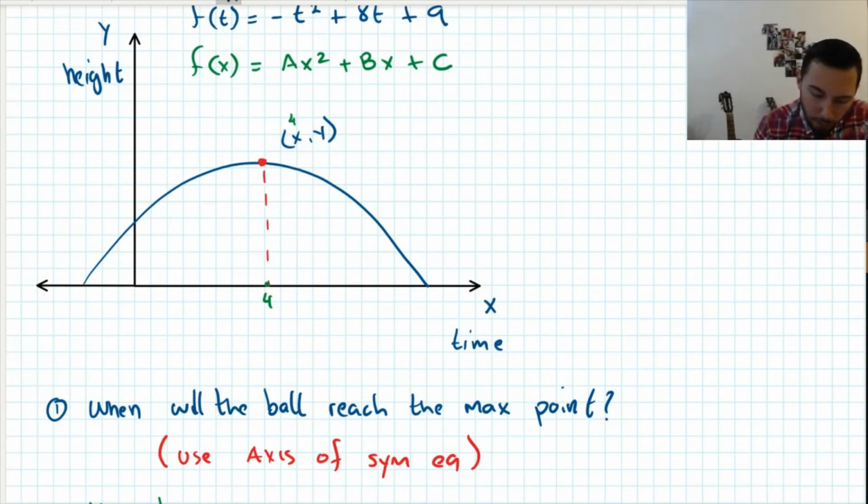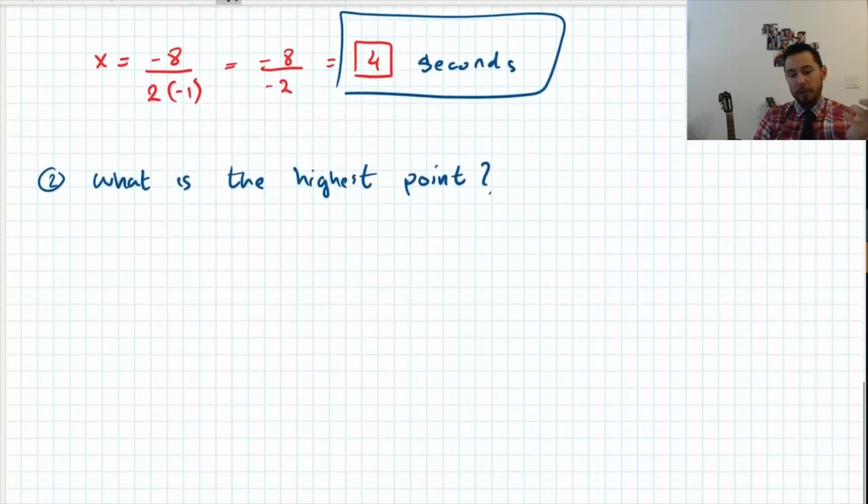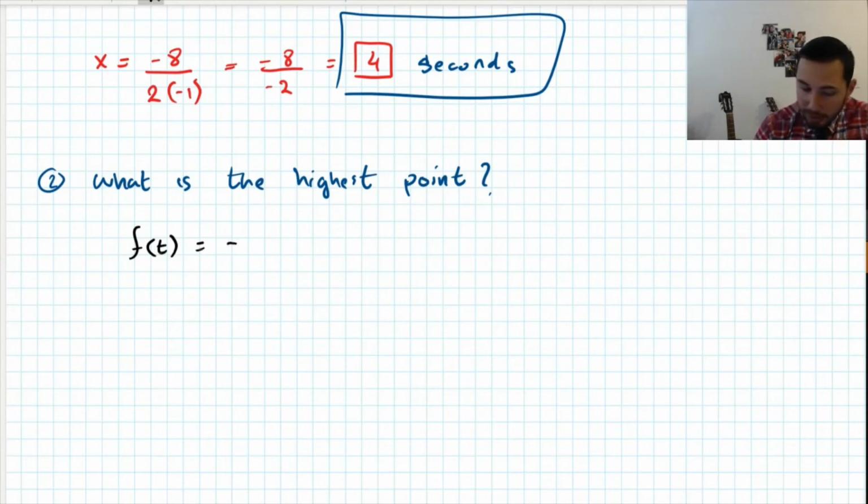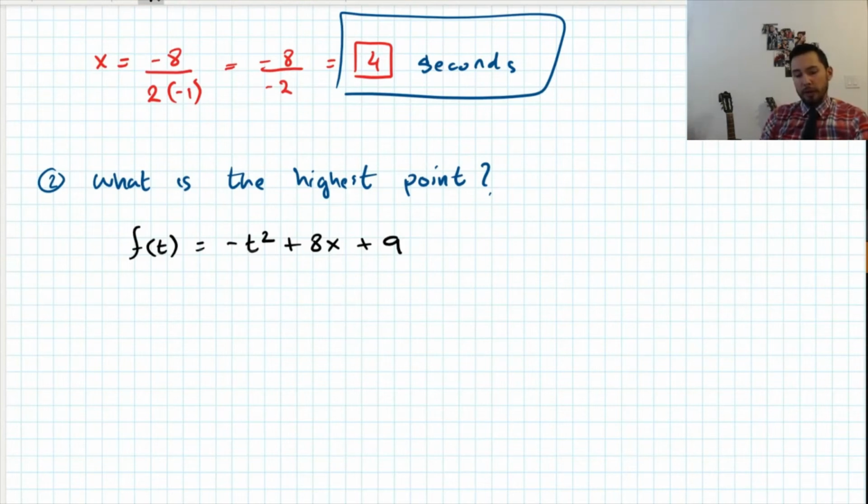Well, now I want to know the y value of it. I want to know what the maximum point is. And in order for me to find the maximum point, I need to grab those 4 seconds and plug them into the original equation. So the original equation here was f of t is equal to negative t squared plus 8t plus 9. So all I have to do is go ahead and plug those 4 seconds in and see what the height is. So this will just be plugging in.